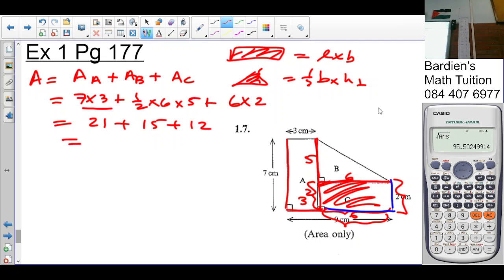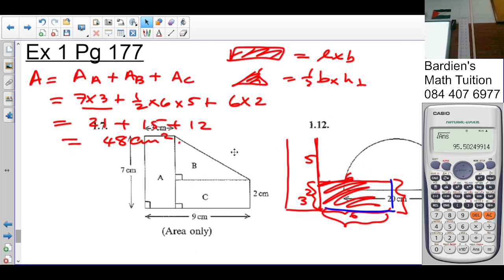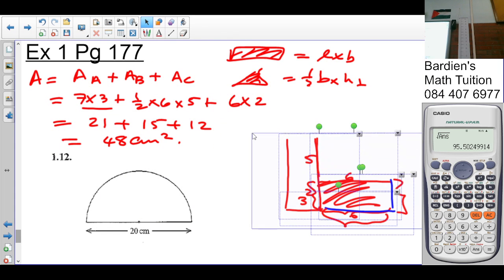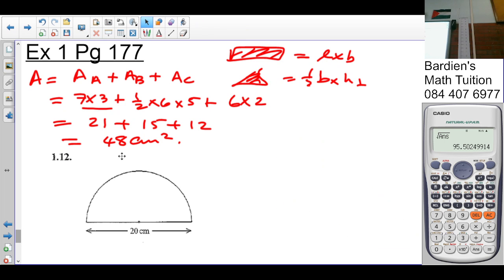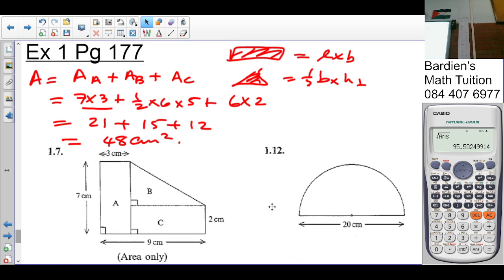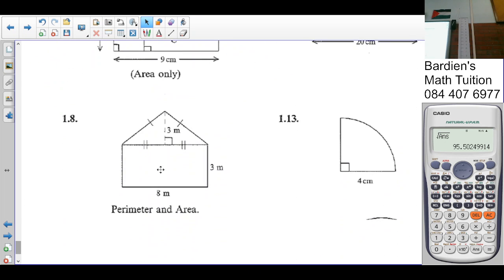So the given answer, 27, 48 centimeters. Okay. You guys understand? You look at 1.12. So that is how it's lying on this page here. You didn't do 1.12. Okay, so that's 1.8 I must do.